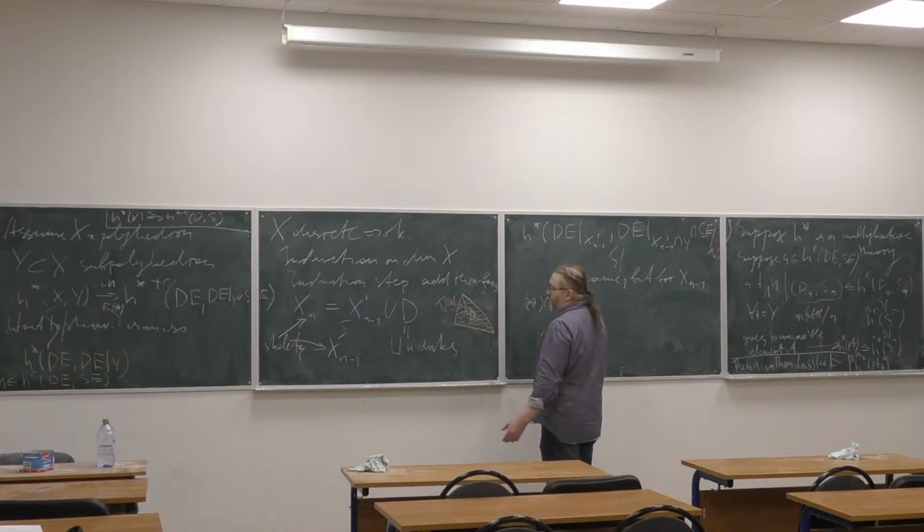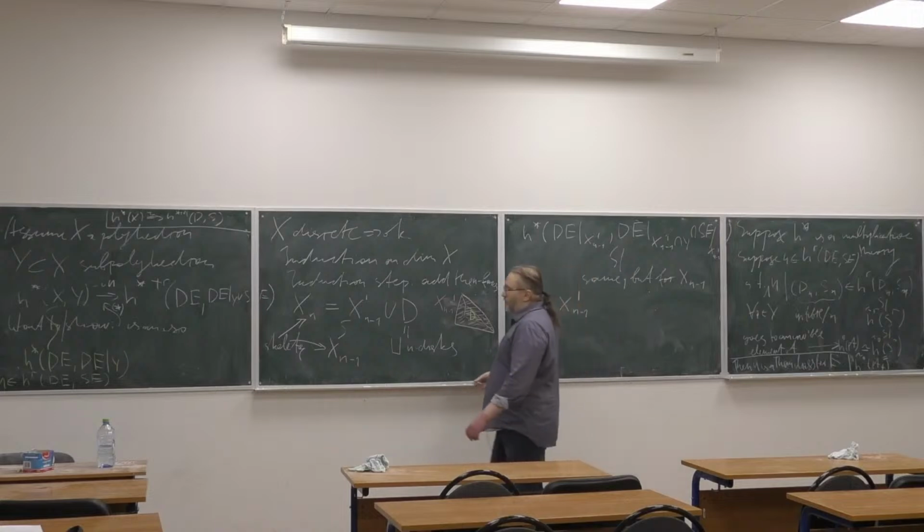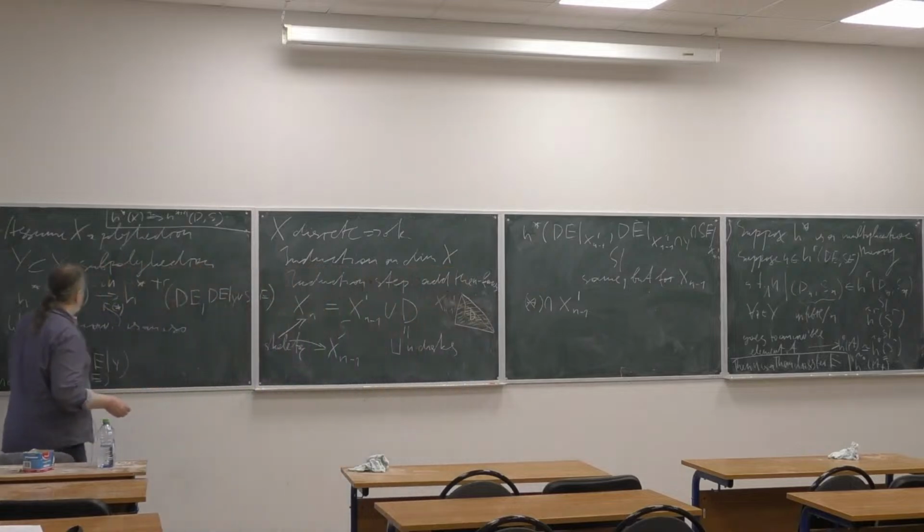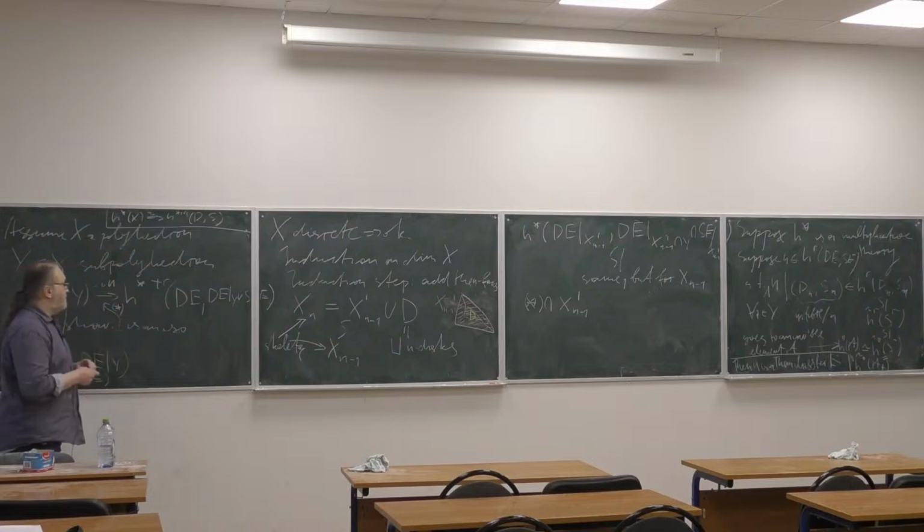So we compare three things. Firstly, we take the left-hand side and the right-hand side, and we intersect everything with x_{n-1}' instead of x.